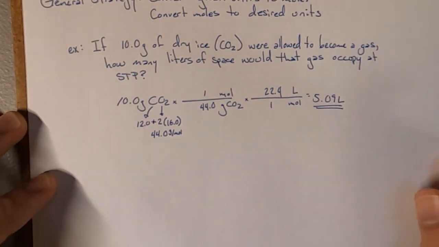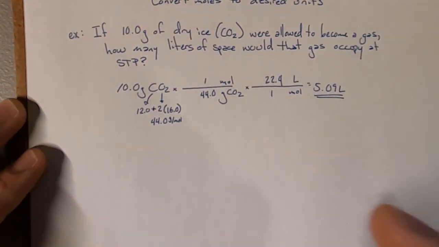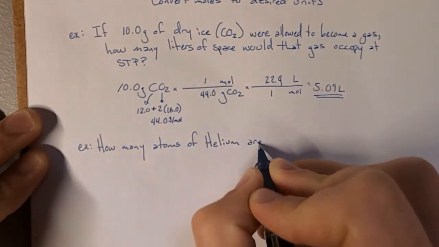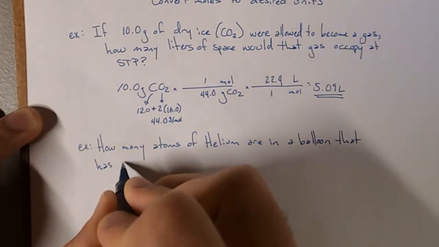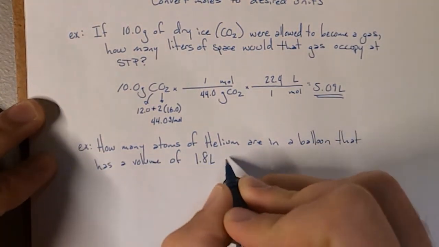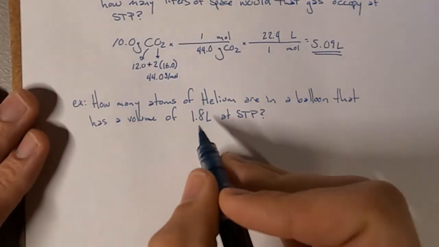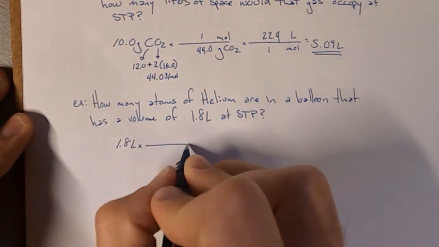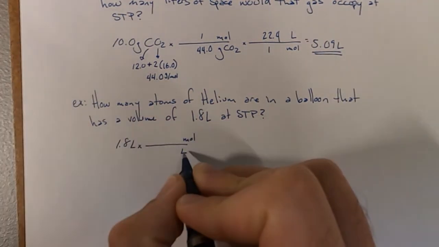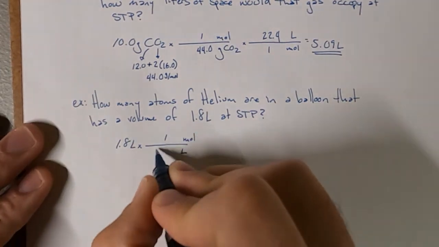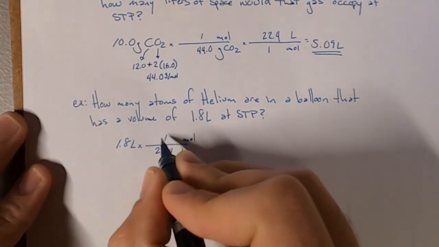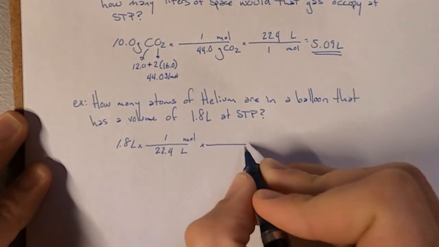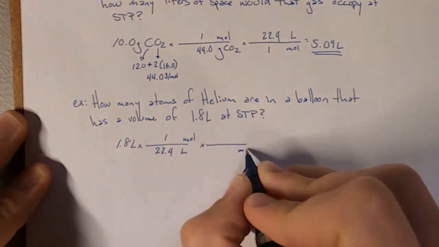We'll do one more example that includes a number of particles. Again, we'll start by taking our given units to moles. I've put liters on the bottom so that they will cancel out, and moles on the top. And these are the equalities. Next, converting moles to our desired unit, which would be atoms.